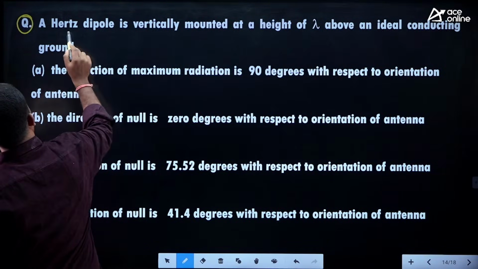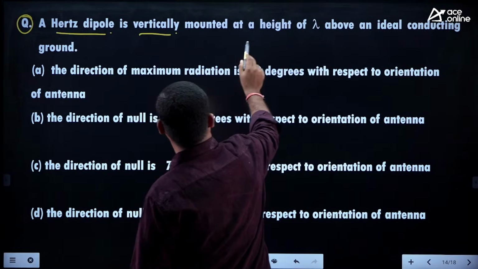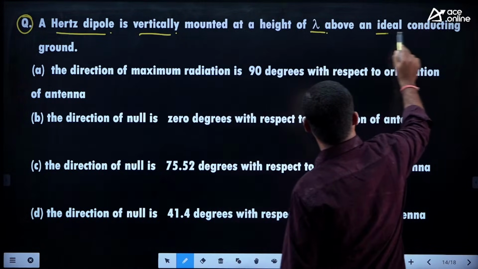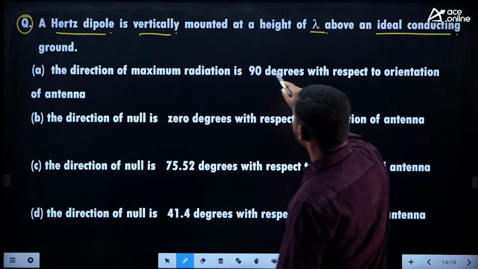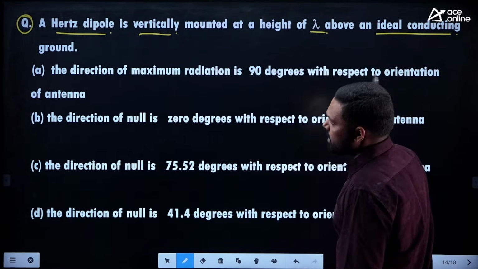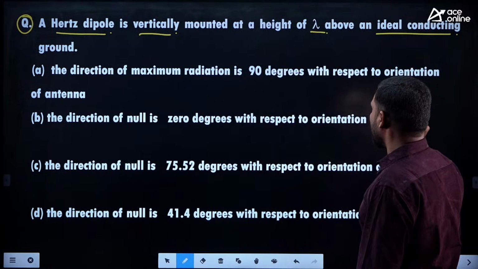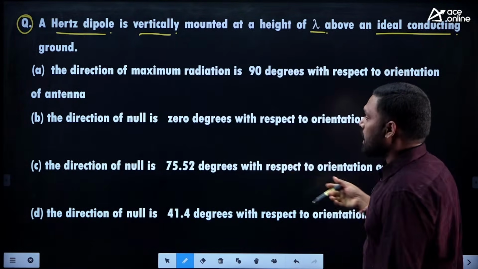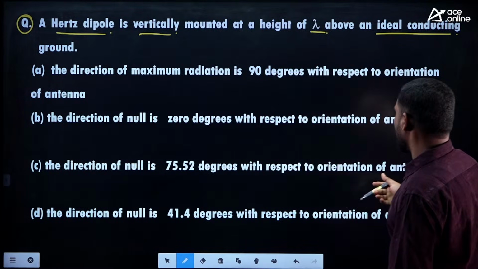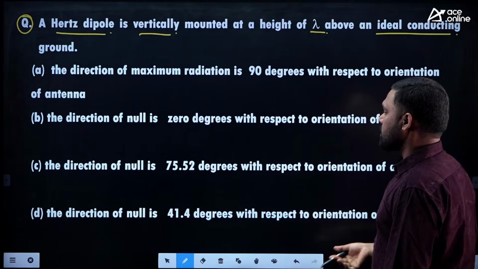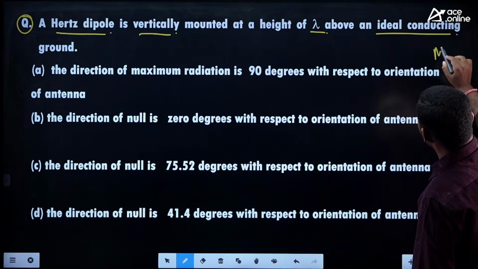A Hertz dipole is vertically mounted at a height of lambda above an ideal conducting ground. Option A, the direction of maximum radiation is 90 degrees with respect to the orientation of the antenna. Option B, the direction of null is 0 degrees with respect to the orientation of the antenna. Option C, the direction of null is 75.72 degrees with respect to the orientation of the antenna. Option D, the direction of null is 41.4 degrees with respect to the orientation of the antenna. So it is an MSQ question.